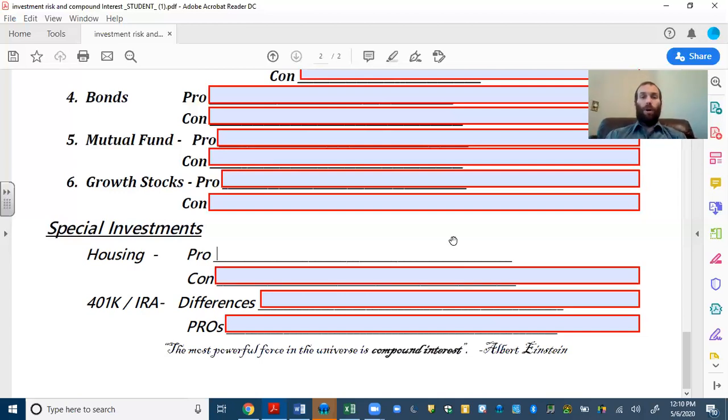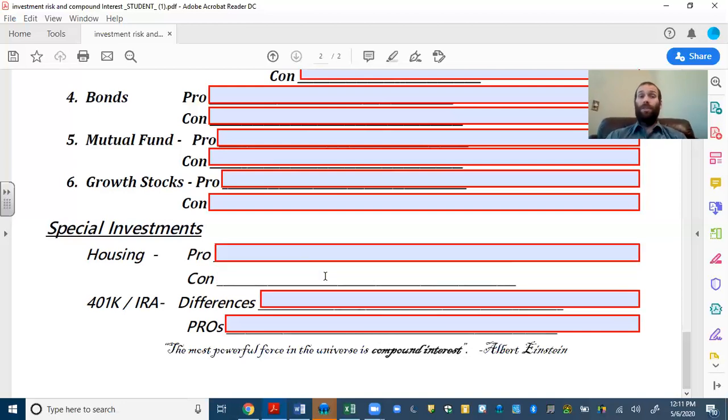The second part: houses do tend to increase in value, but they can decrease in value, as we learned during the Great Recession. Some houses, especially in areas you guys live in, like Hillsborough County, decreased 50%. So some people lost a lot of money in their houses. The cons to housing are also pretty big.